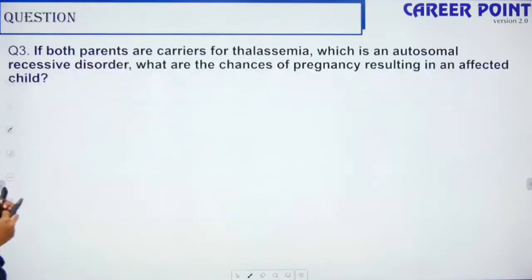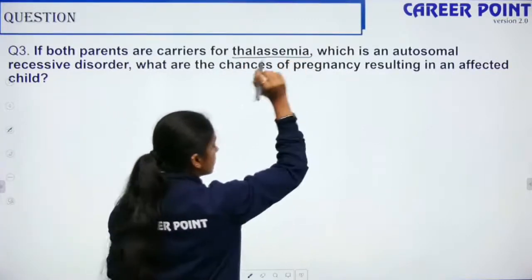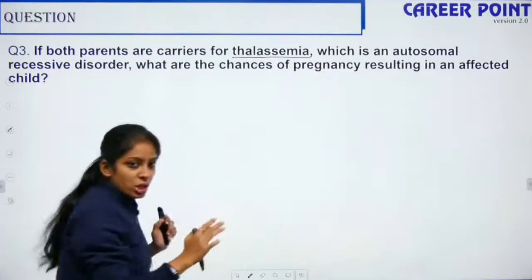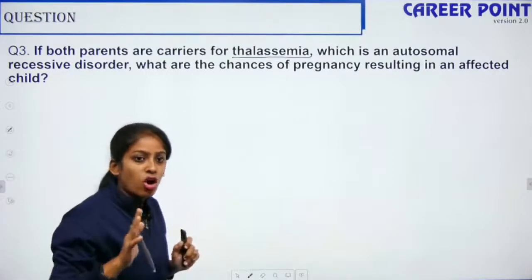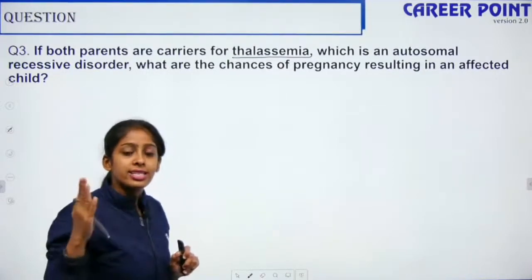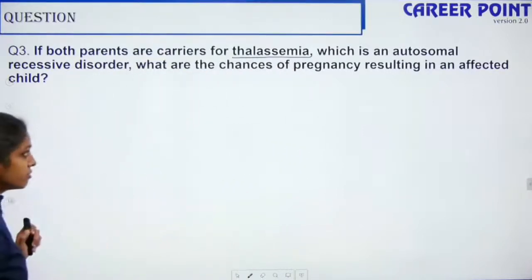Okay, so now let's solve interesting questions. So if both the parents are carriers of thalassemia, here thalassemia is autosomal recessive. Sometimes it will be mentioned in the question what is the particular type of disease. Sickle cell anemia is autosomal recessive. Color blindness is sex-linked recessive. Right? So thalassemia is an autosomal recessive disease.